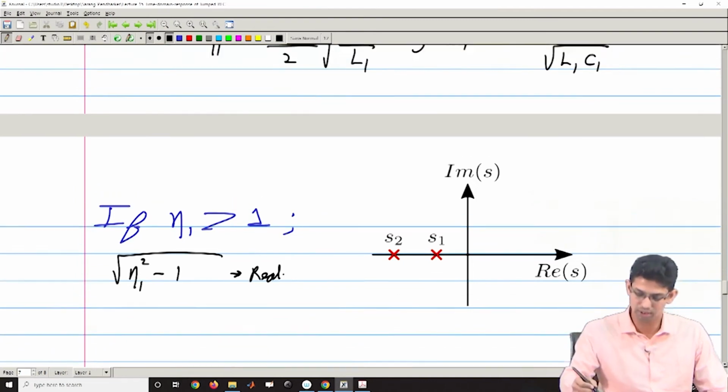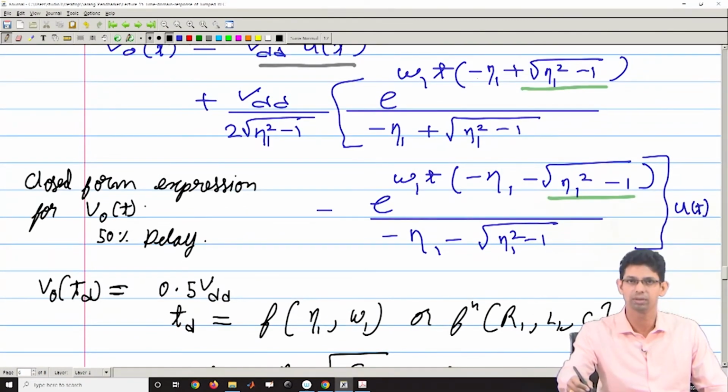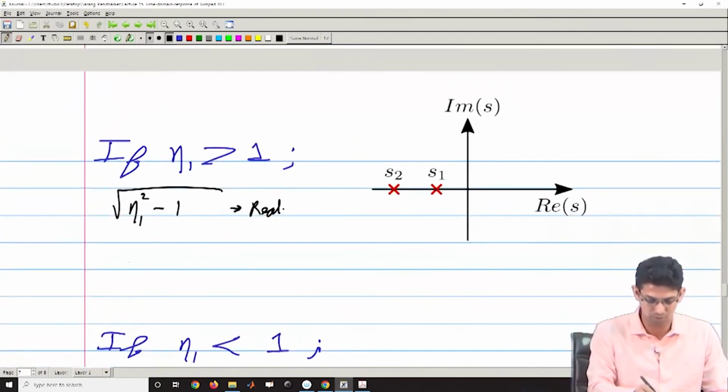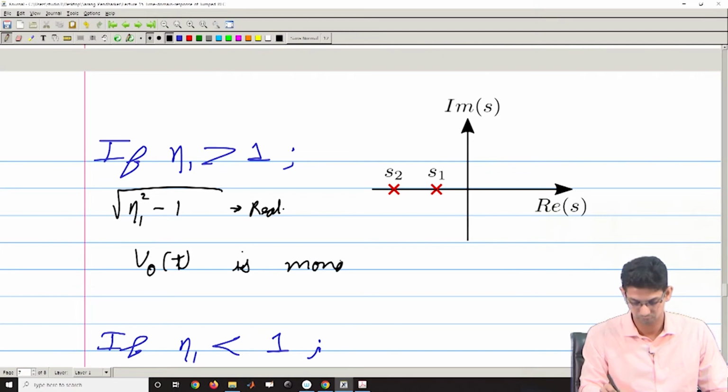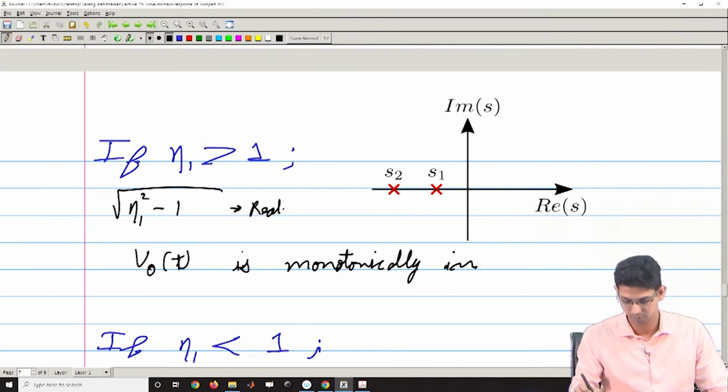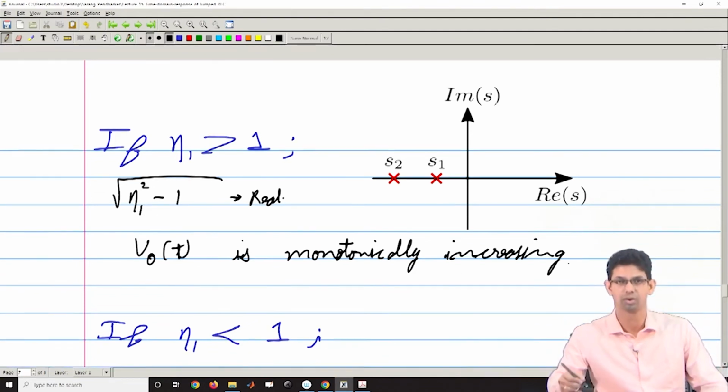Right. So, in this case you can see that there is no oscillating term here, because the exponents, the e to the power terms arguments, are real valued, and therefore, you will have a monotonic function, or your V out would be monotonically increasing.